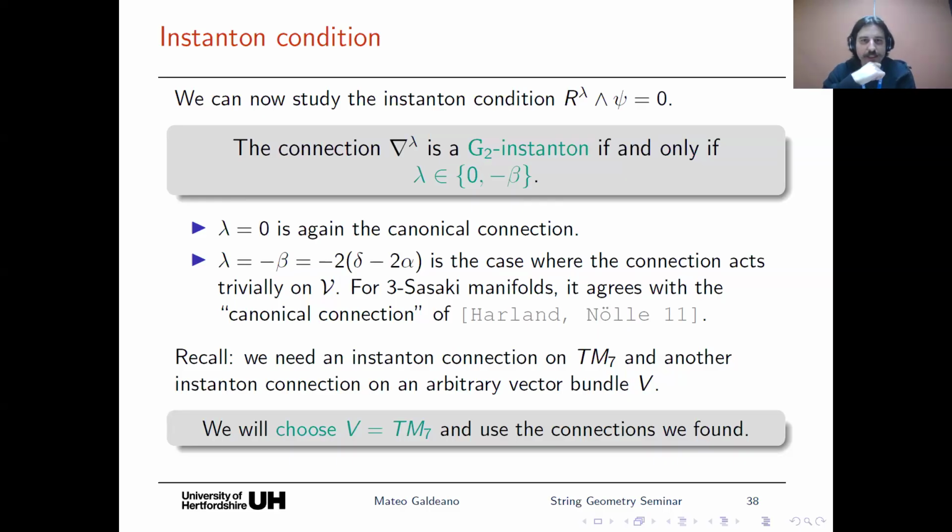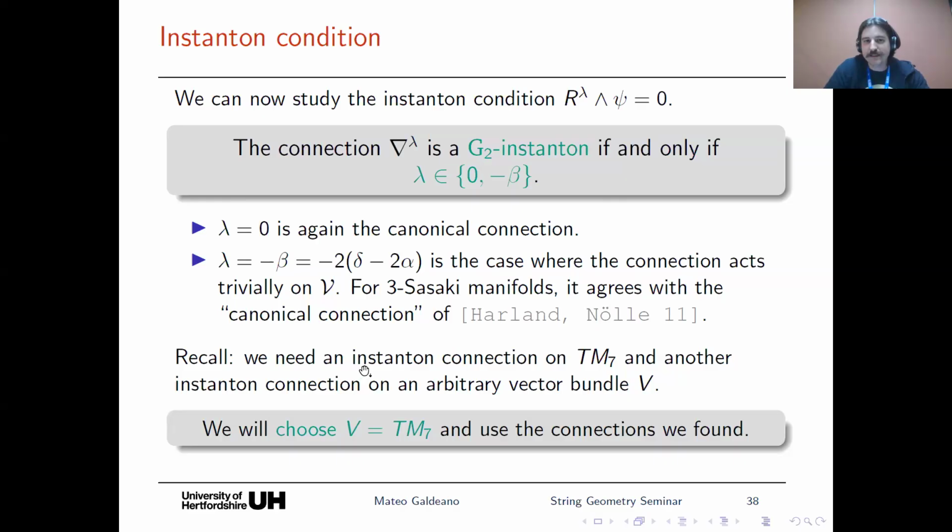And what is happening in this case is that we are picking a connection such that it acts trivially on the vertical part. And this, for a 3-alpha-delta Sasaki manifold, agrees with what Harlan and Noel call the canonical connection. You have to be careful sometimes because this canonical connection and this canonical connection are not the same, but they are canonical with respect to different things. So sometimes it's better to avoid the name canonical, because what canonical means for different people is not canonical. But yeah, so we have these two instantons.